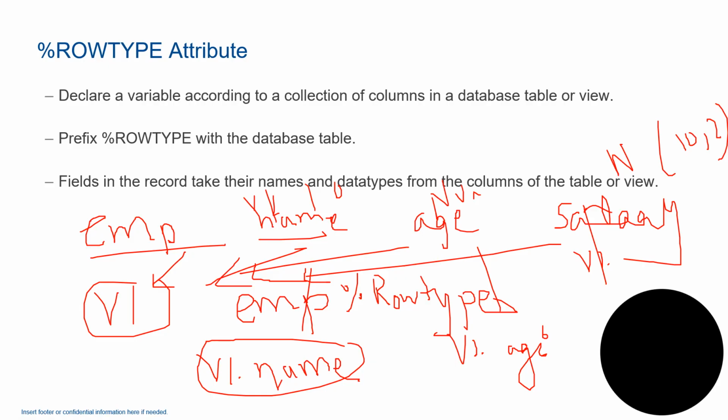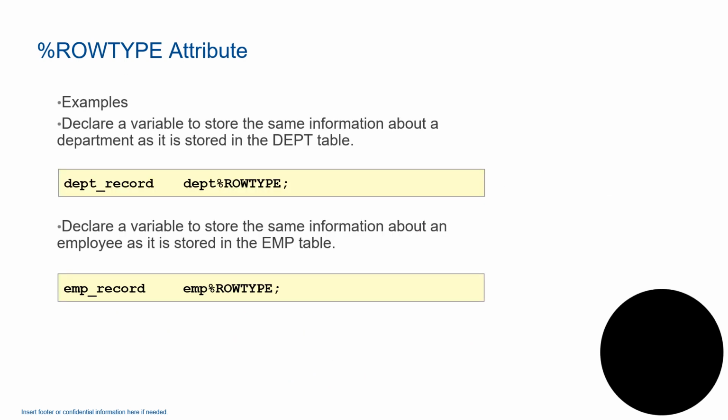So we have percentage row type, similar to which we can define variables. Now there are some more examples, like department record is department percentage row type. So we have declared a variable to store the same information about a department as is stored in the department table. Okay, and again employee record, which is of employee percentage row type.